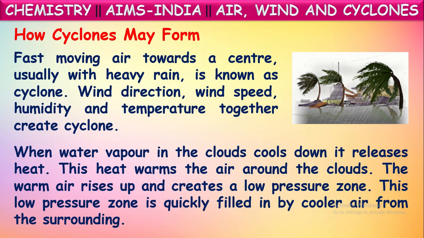Did you understand this? In the clouds there is water vapor. While condensing, that water vapor releases heat energy. While becoming cool, they emit heat energy, and that heat energy warms the air around these clouds. As air becomes warm, it is light in density and moves up. In that place, a low air pressure area is created. As the low pressure area is created, the air from the surroundings rushes into that low pressure zone.